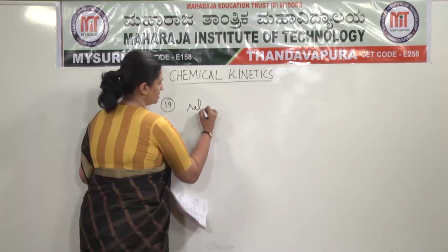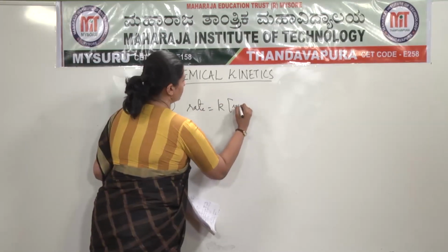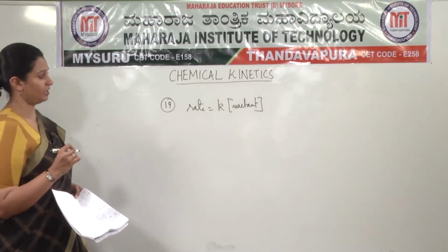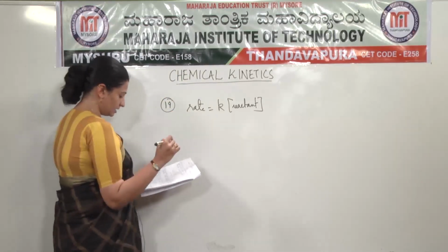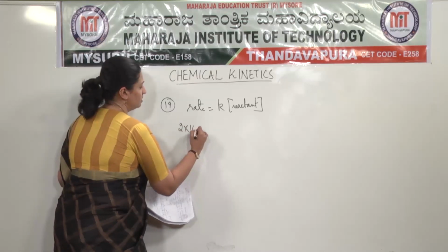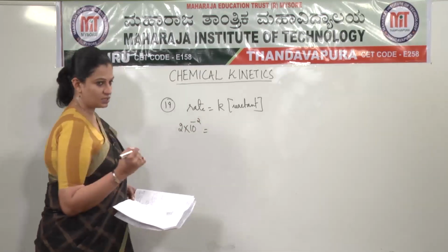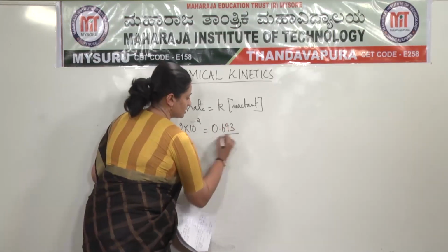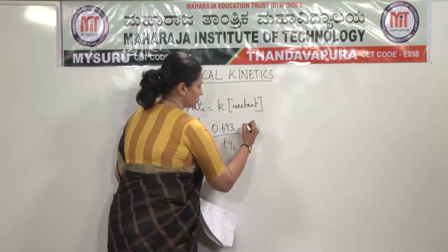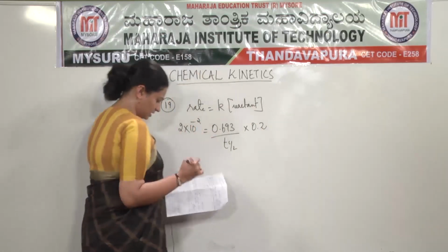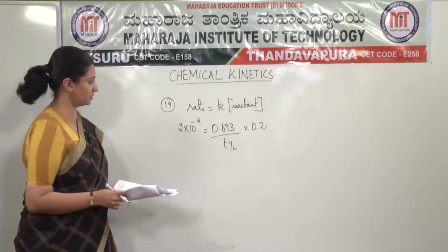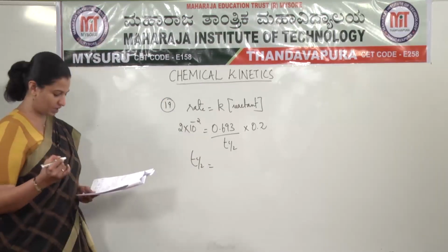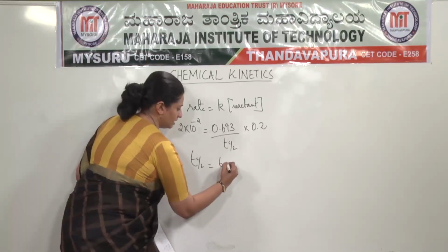The rate is equal to K into concentration of reactant. The rate given to you is 2 into 10 to the power minus 2. Now since they require us to calculate the T half, let us write K as 0.693 by T half, into the concentration of the reactant, which is given as 0.2 molar. Again cross multiply, and what will you get as the answer of T half? The answer you will get is 6.93 seconds.